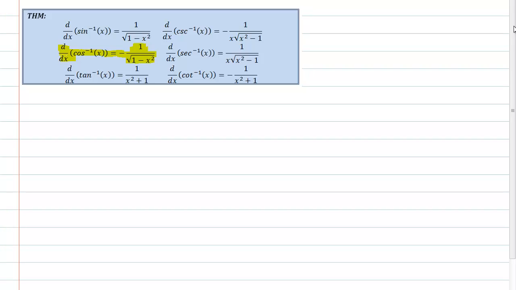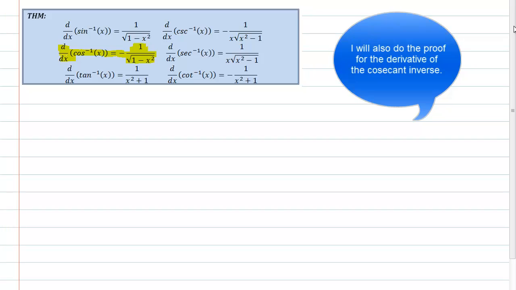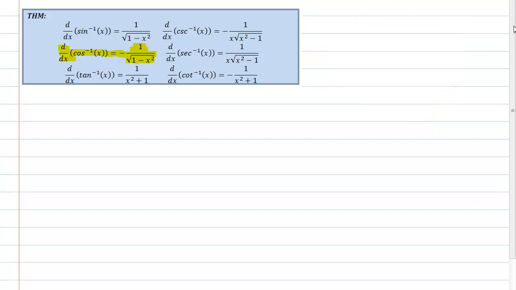In this video, I'm going to prove that the derivative of the cosine inverse of x with respect to x is equal to negative 1 over the square root of 1 minus x squared. There are a few things that I want to establish prior to beginning this proof, and a couple things I need to say as well.